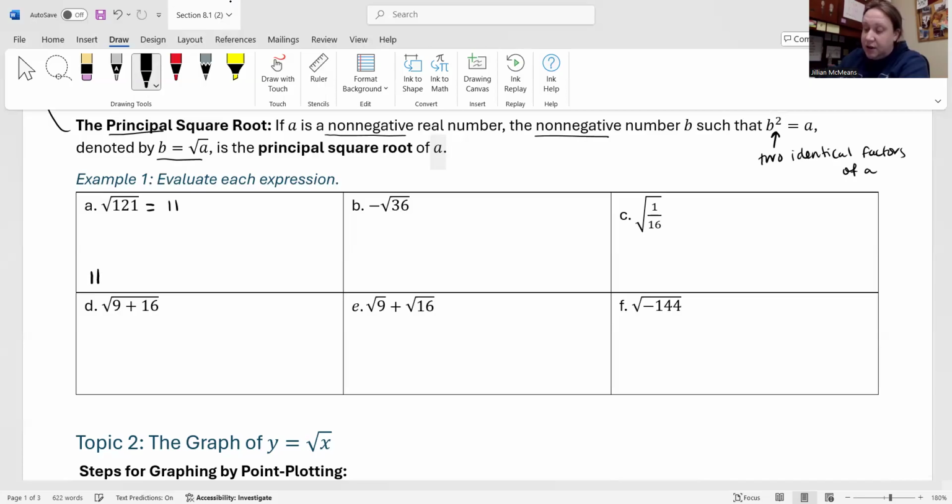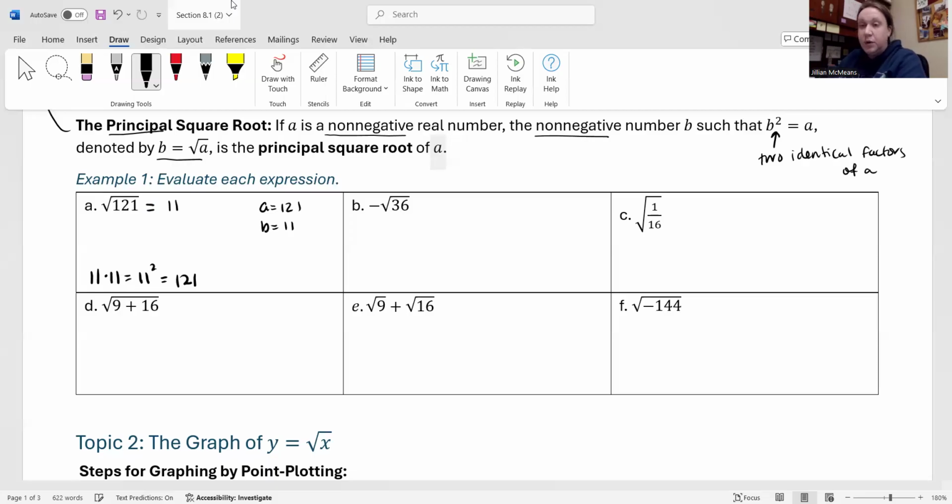If I take 11 times 11, that's 11 squared, that equals 121. That's one that you technically should know. You should probably know your first 15 or 20 perfect squares. If not, you definitely need a calculator. But we can say that the square root of 121 is 11 because 11 squared equals 121. So in this case, a is like our 121, b is like our 11.